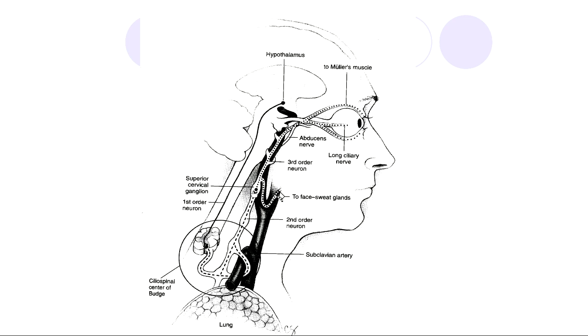And then the third order neurons are going to travel along with the internal carotid artery. In the cavernous sinus, it's going to be traveling parallel or alongside the sixth cranial nerve, and then it's going to supply the dilator pupil muscle via the long ciliary nerve.